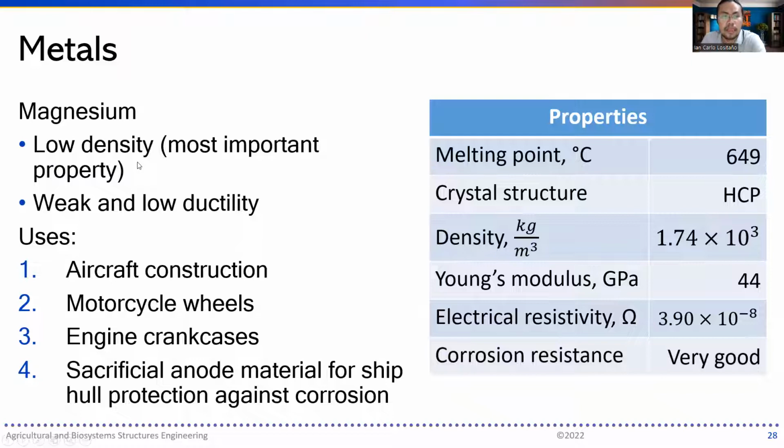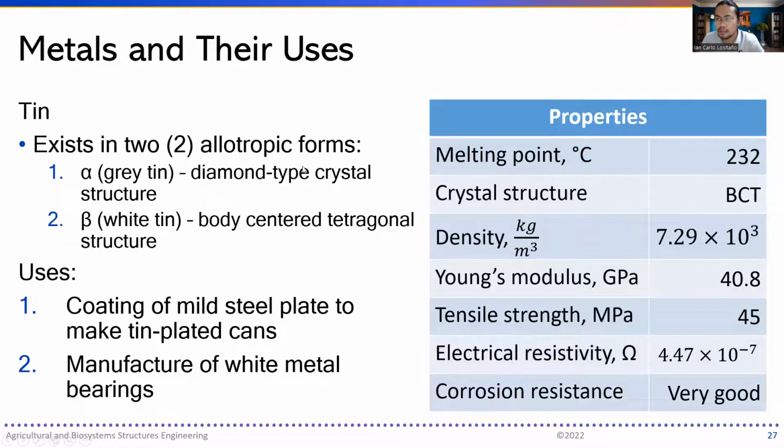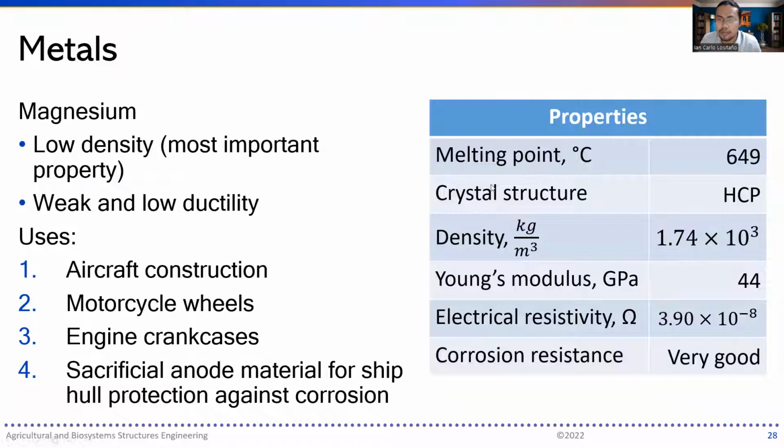Your magnesium, okay, low density, most important property. This is very low density, weak and low ductility, and thus it is used for aircraft construction, motorcycle wheels, engine crankcases, and sacrificial anode material for ship hull protection against corrosion. You have your properties. Melting point, I think it's lower than most, 649. Oh, it's actually high. Sorry, melting point is high.